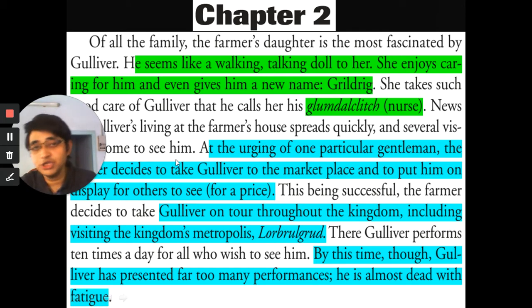What I have been saying repeatedly is that there is a problematic that is operating inside the text. What is that problematic?